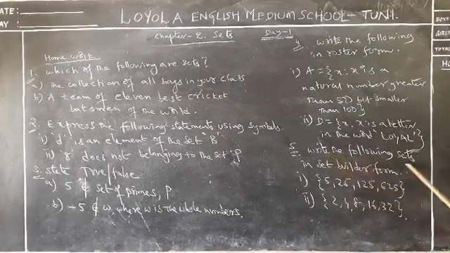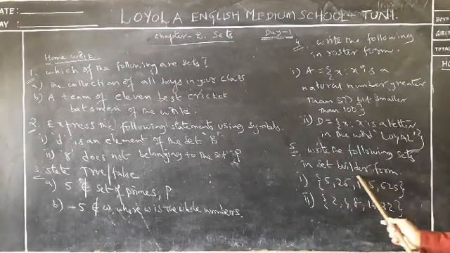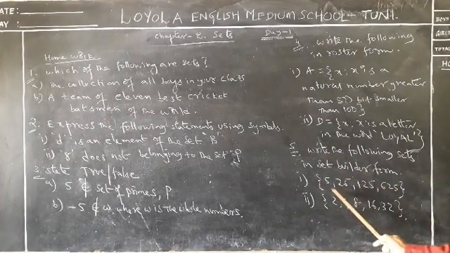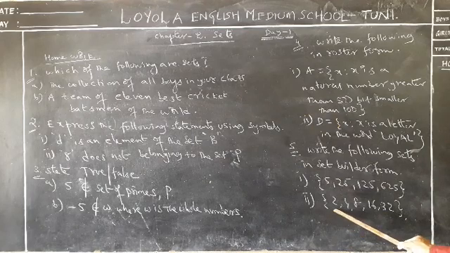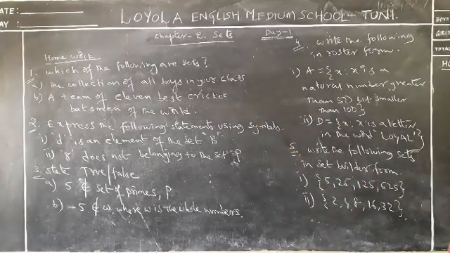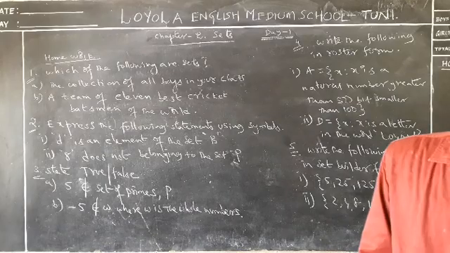Fifth one, write the following sets in set builder form. First question, 5, 25, 125, 625. For these numbers, write the set builder form. Next example is 2, 4, 8, 16, 32. So these are the 5 questions we are giving as homework for today.